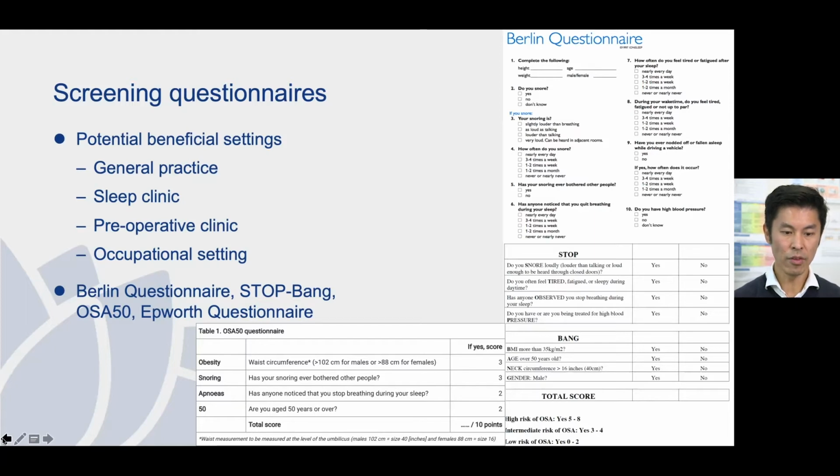And the OSA-50 questionnaire is more simplified, using 4 different parameters to assess the patients. Again, it is scored out of 10, with 5 or more considered a high likelihood of OSA.